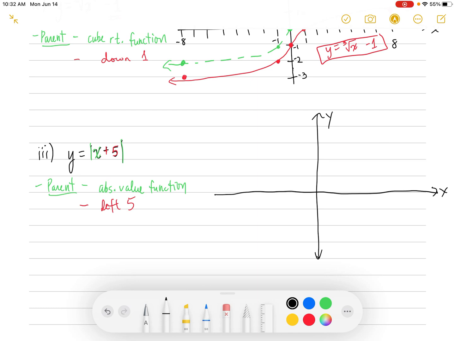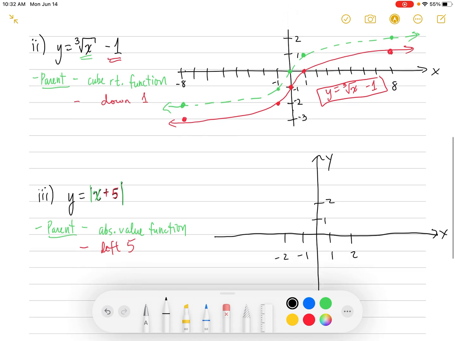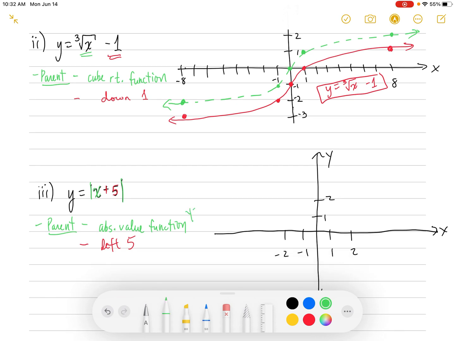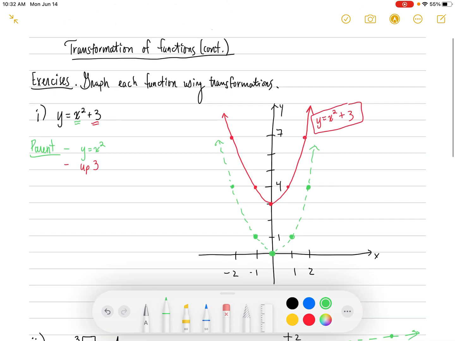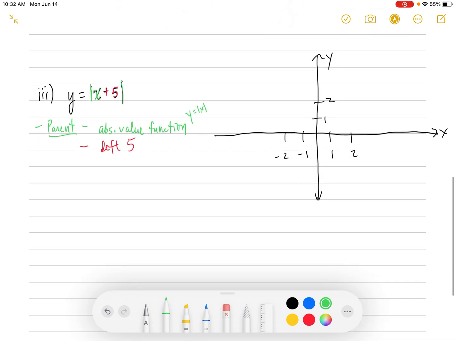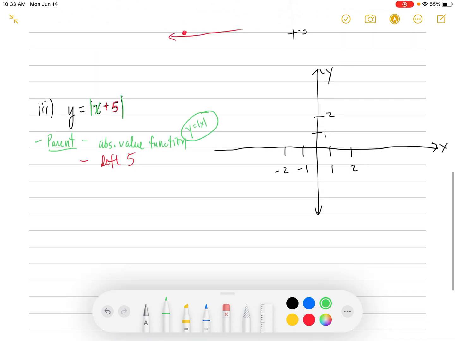So I'm going to start with a y-axis and an x-axis. So the absolute value function, y equals the absolute value of x. Let me actually write that. This was the cube root function, y equals the cube root of x. And this one here was y equals x squared. Let's write them down. So we're focusing on this green function, graphing it.